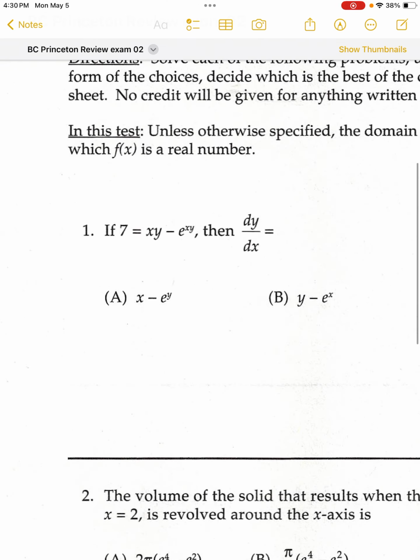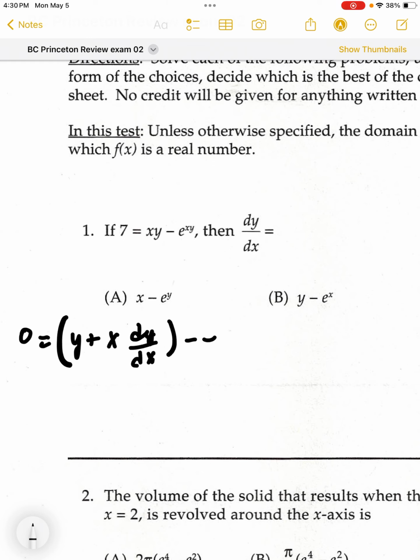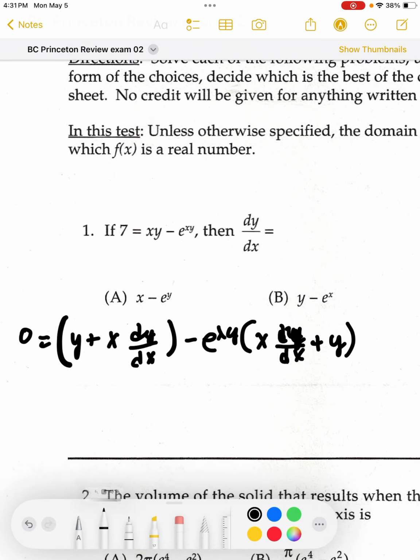If 7 equals xy minus e to the xy, then dy/dx equals... so we're going to differentiate with respect to x, right? So we're going to get 0 equals, if we apply the product rule, y plus x dy/dx as the derivative for xy, and minus e to the xy, chain rule, you have to differentiate the exponent, which is x dy/dx plus y.